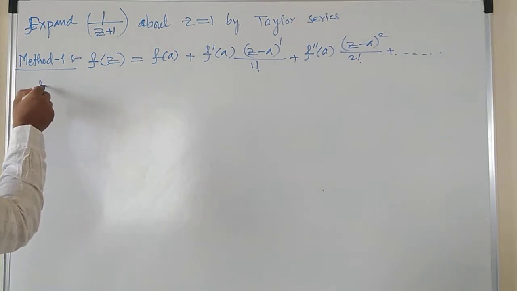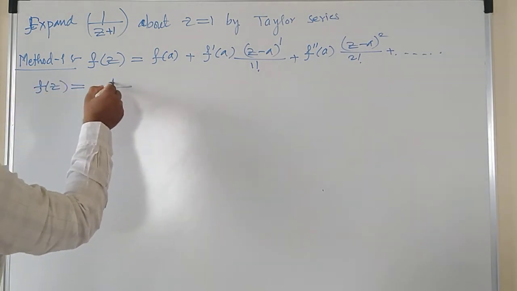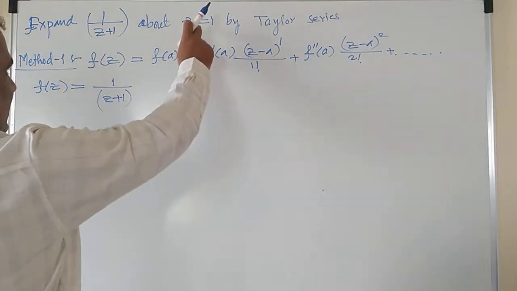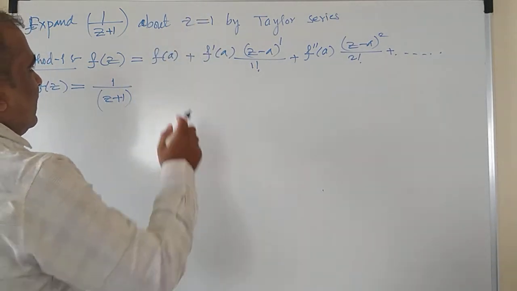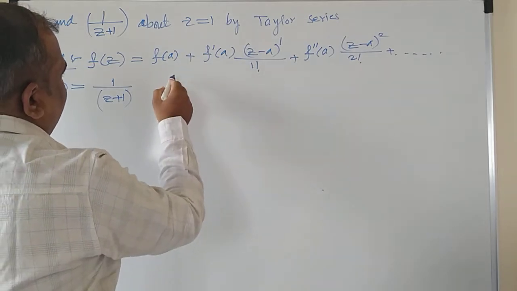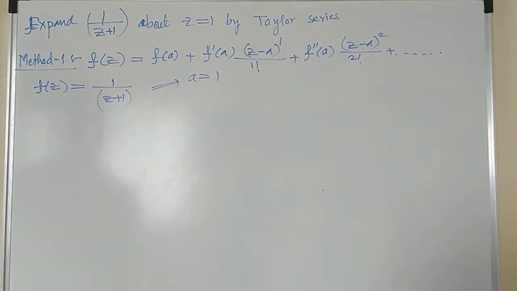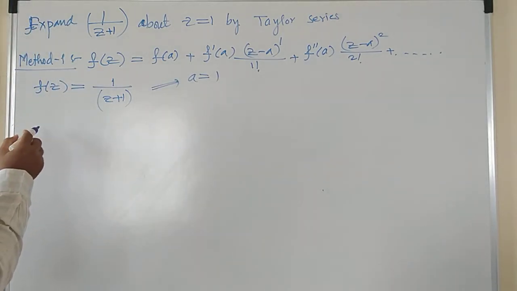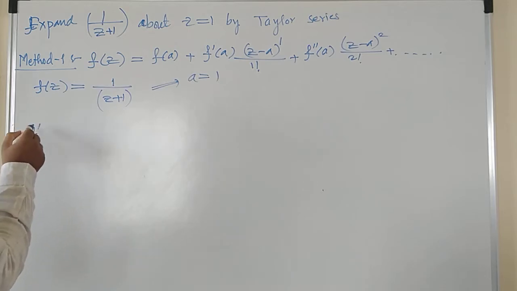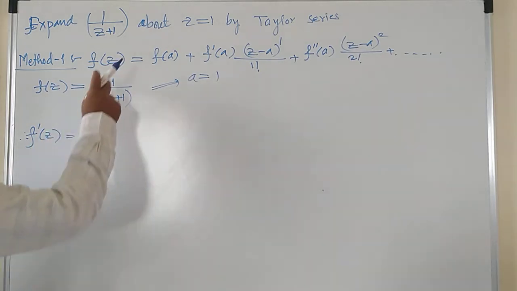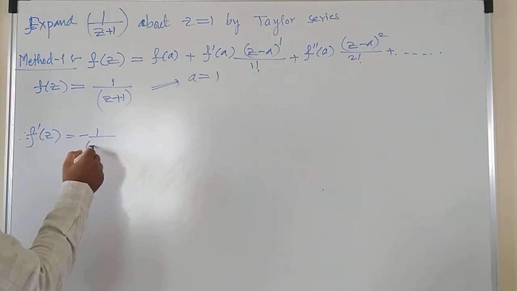So what is your f of z? Our f of z is equals to 1 upon z plus 1, right? And what is a? Compare this with z minus a. So a is equals to 1. So therefore, let us calculate the derivatives. f dash of z is equal, what is the derivative of 1 by x? It's like minus 1 upon x square into differentiation of this, which is 1.